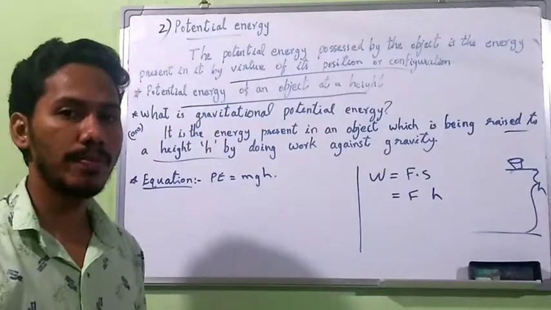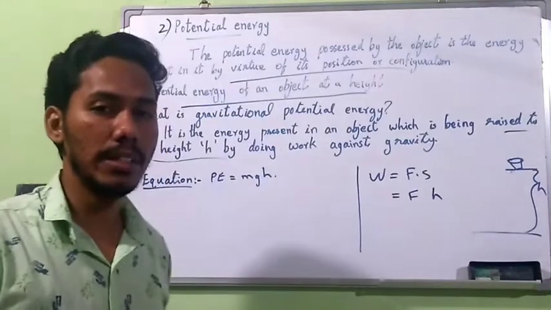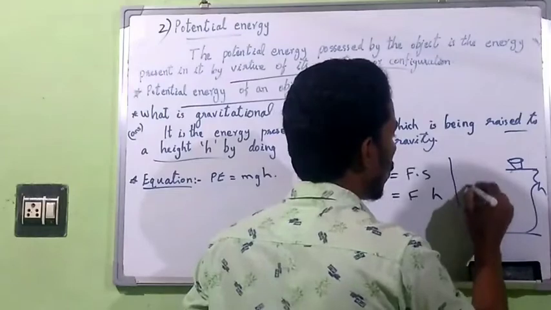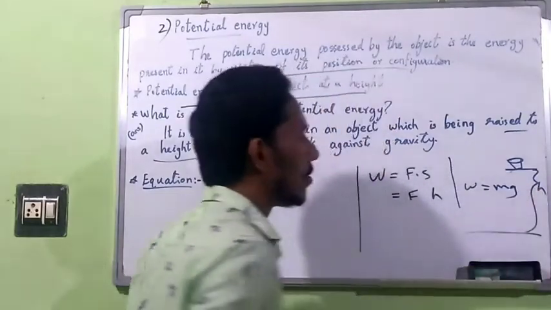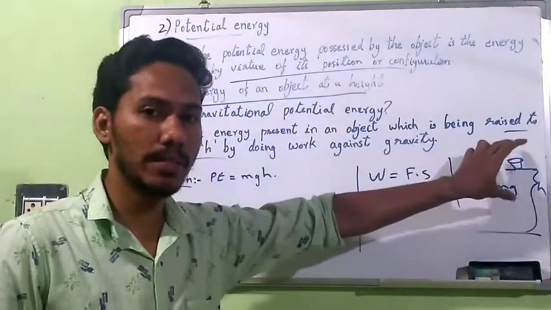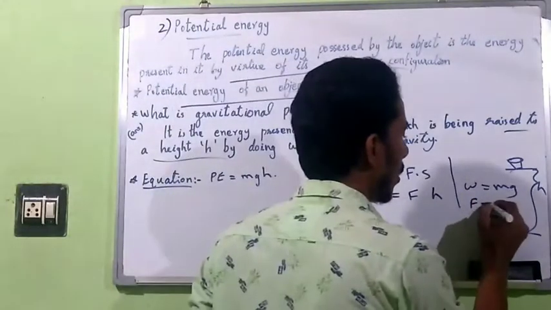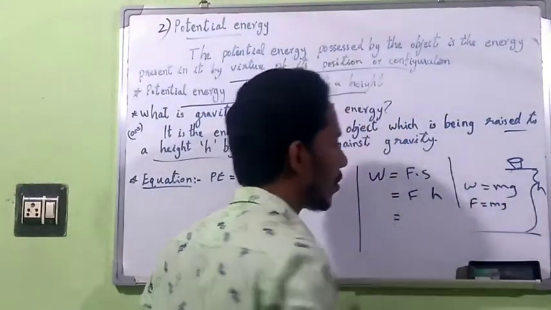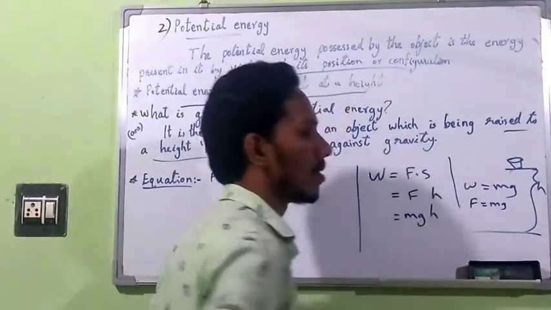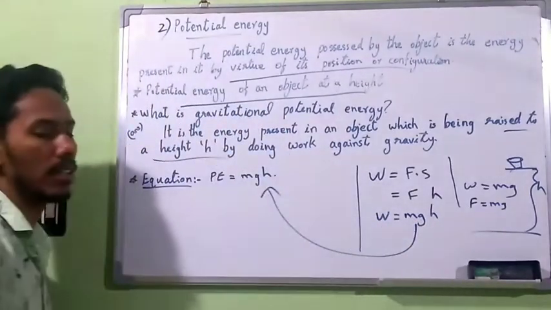Then what is the force? This object has a weight of W equal to mg. We want to apply a force equal to the weight, that is F is equal to mg. Substitute that value here: mg into h. So this is the work done, and it is the same as the potential energy.